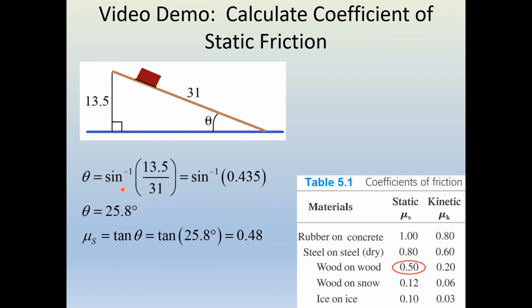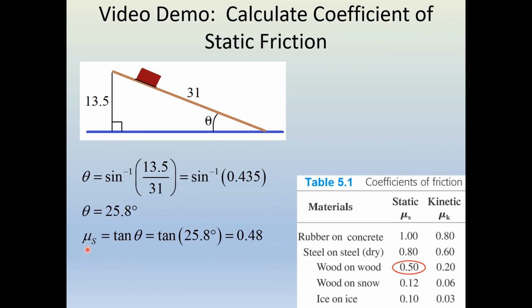So theta is the inverse sine. Remember, that's the opposite over the hypotenuse. So we have 13.5 over 31, which is 0.435. If we take the inverse sine of that, we can calculate the angle here to be 25.8 degrees. This is a more accurate way than trying to measure this angle using a protractor. All right, so we know our angle is 25.8.